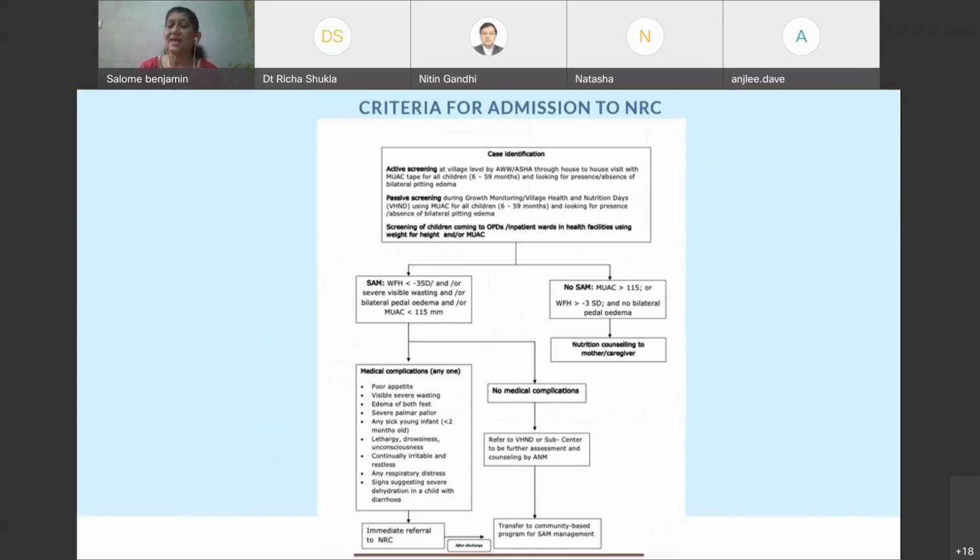Then the criteria are given for admission. Which child should be immediately rushed to the nutrition rehab center? So there are some criteria which again I am not going to go into detail, but for SAM, once you identify and you know that the child requires hospital admission.